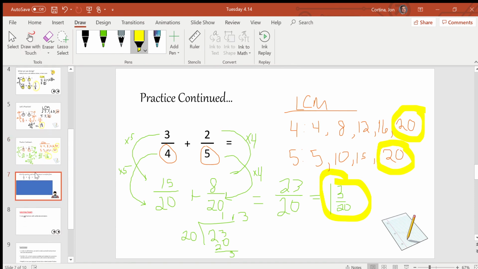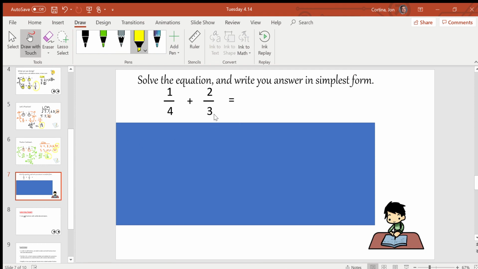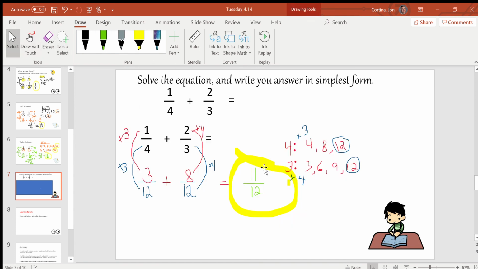Alright, it's your turn to try on your own. So here's your equation, 1/4 plus 2/3. Pause the video now, solve it, and when you've solved it, check back in with my work to see what you got. Great, let's check it out. You should have gotten 11/12 as your fraction when you add 1/4 and 2/3.